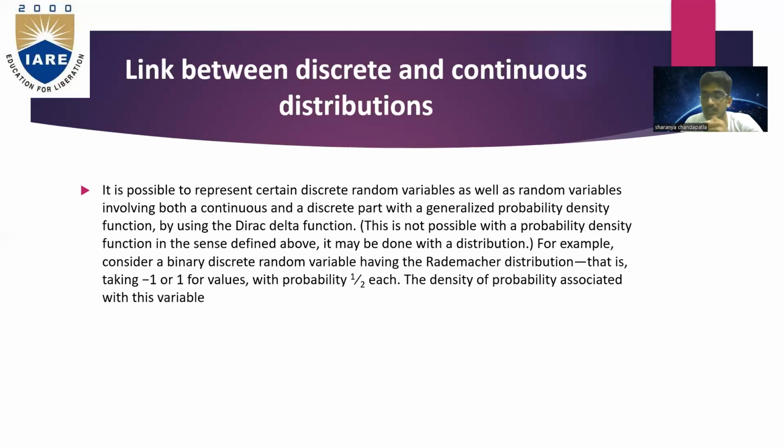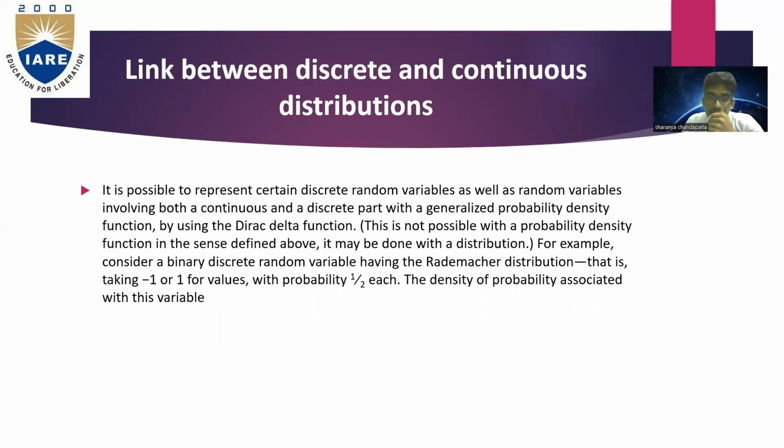Link between discrete and continuous distributions. It is possible to represent certain discrete random variables, as well as random variables involving both a continuous and discrete part, with a generalized probability density function by using the Dirac delta function. This is not possible with a probability density function in the sense defined above. It may be done with a distribution. For example, consider a binary discrete random variable having the Rademacher distribution, that is, taking -1 or 1 for its value with probability 1/2 each.